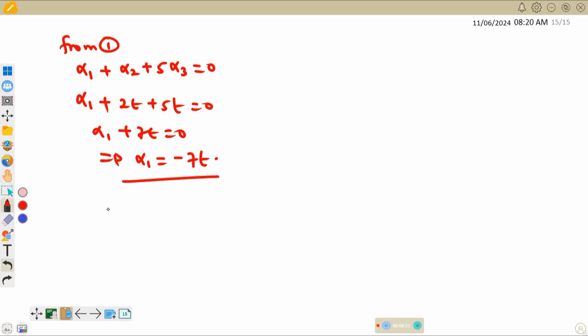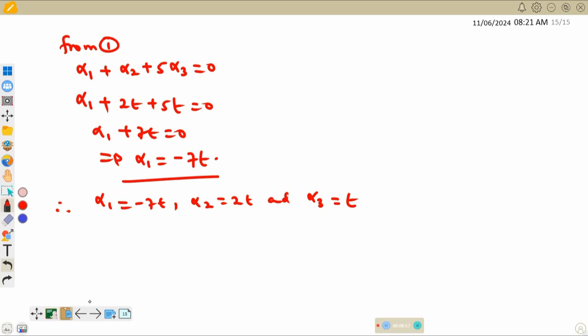So it is clear that alpha 1 is negative 7t, alpha 2 is 2t, and alpha 3 is actually the same as t. So remember, t is any parameter, which is any value from the set of real numbers. So it implies that our system has infinitely many solutions.